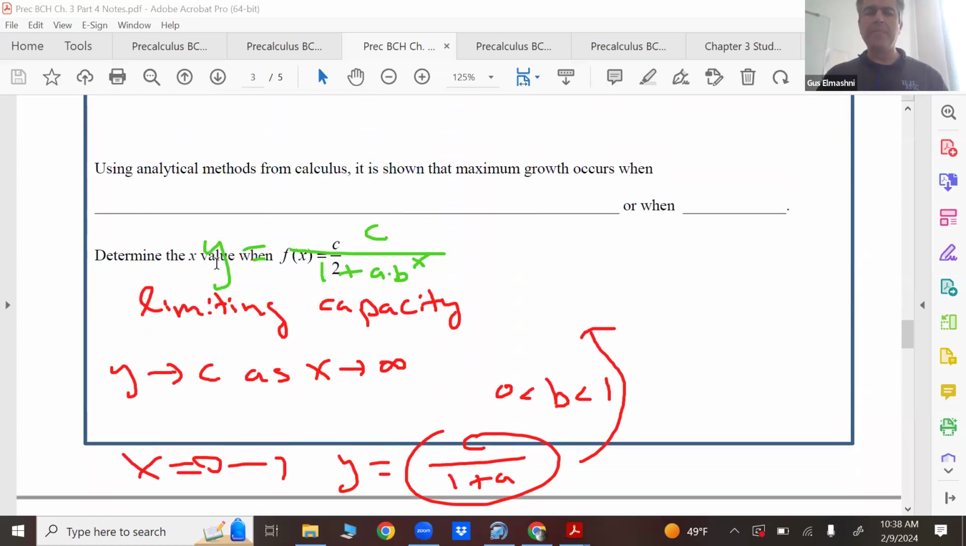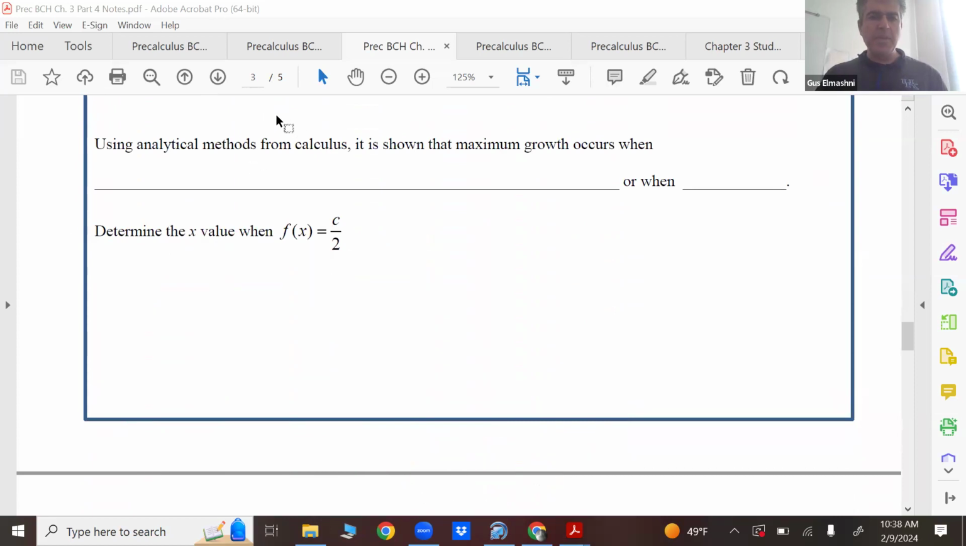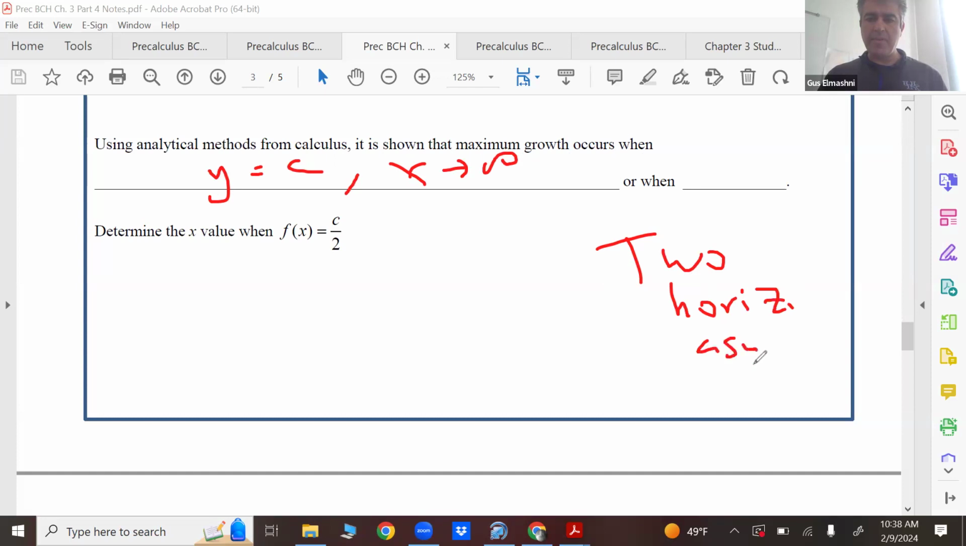We'll get there. Using analytical methods for this, the maximum growth. I already showed you guys what happened here. Basically, Y equals C when X approaches infinity. I already kind of showed that to you guys. And another thing to keep in mind, there are 2 horizontal asymptotes. That I do know. And the turning value of X is if X equals C over 2.